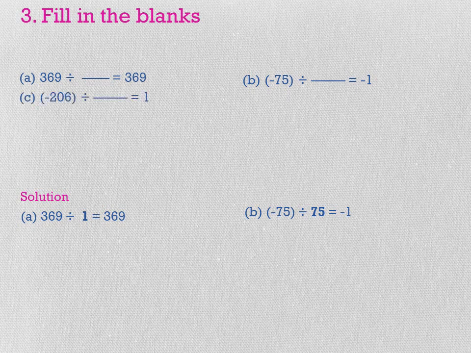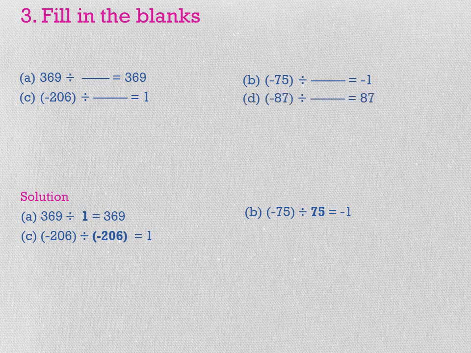Third one, negative 206 divided by dash is equal to positive 1. Here the answer is positive 1. Therefore, we have to divide the same number, then only you will get the answer as positive 1. Negative 206 divided by negative 206 is equal to positive 1.